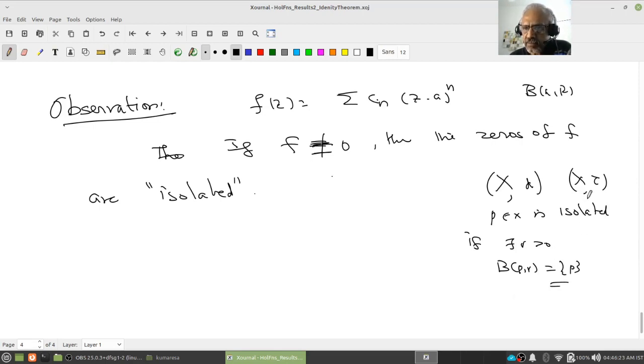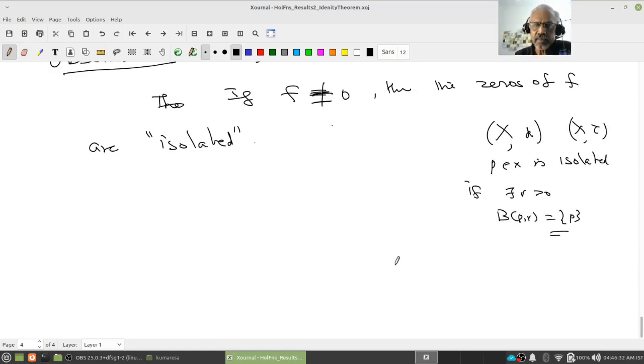Okay, in the topology there is an open set containing P, but that open set consists of only one point, namely P. So what does this mean here? If I say Z0 is a zero of this, f of Z0 equal to 0, then I want to say there is an R positive such that on B_Z0 of R, if you start with any Z here, f of Z is not equal to 0.